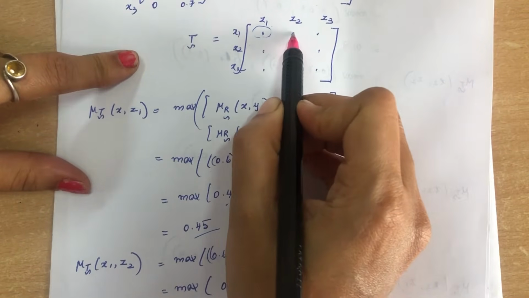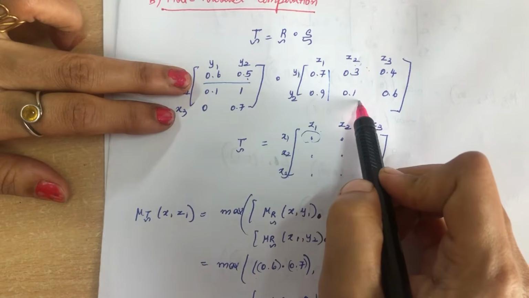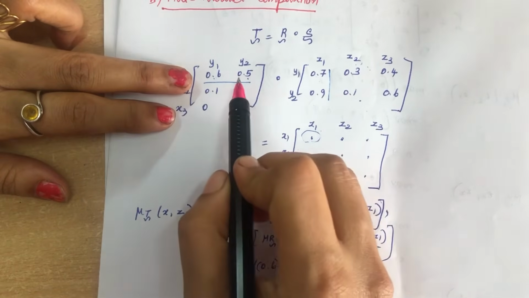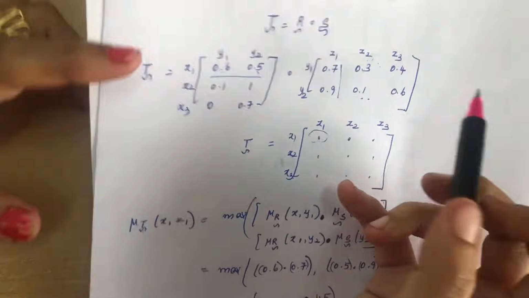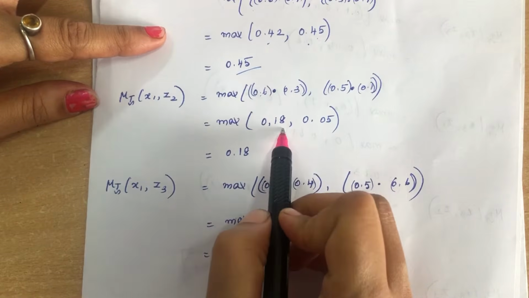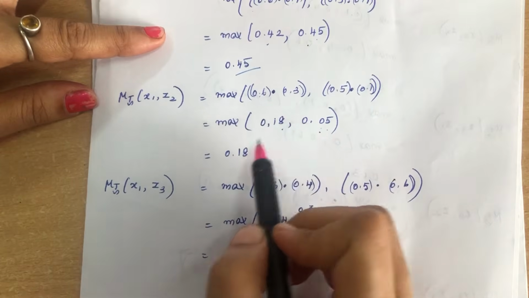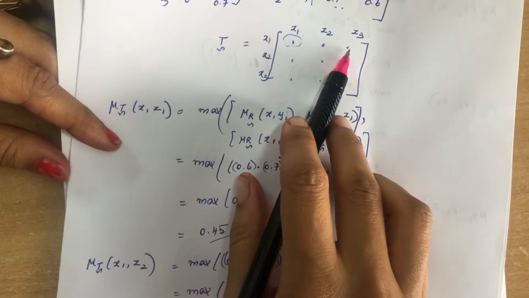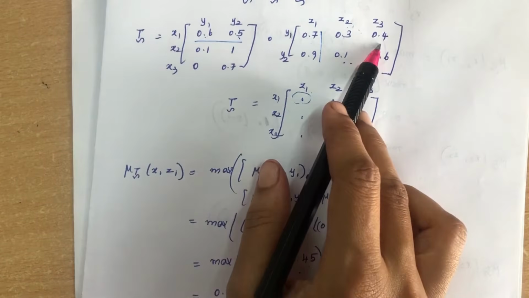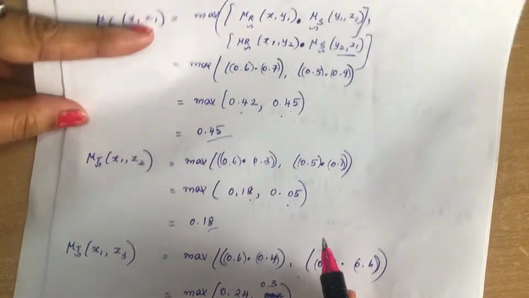When you want to find out x1 comma z2, it is the first row and second column. So maximum of 0.6 into 0.3 comma 0.5 into 0.1. 0.6 times 0.3 is 0.18, and 0.5 times 0.1 is 0.05. When you take the maximum, you get 0.18. Next, the third value, x1 comma z3, is the first row and third column. So 0.6 into 0.4 comma 0.5 into 0.6. Take the maximum, and you get the answer 0.3.